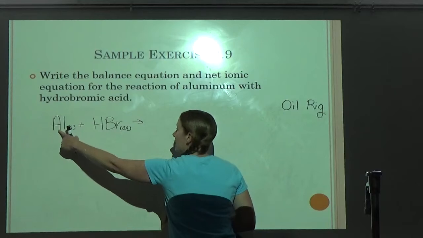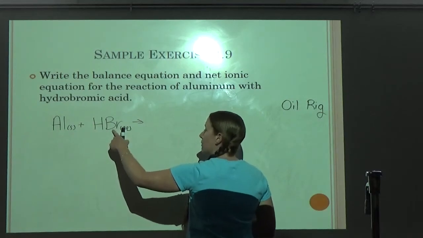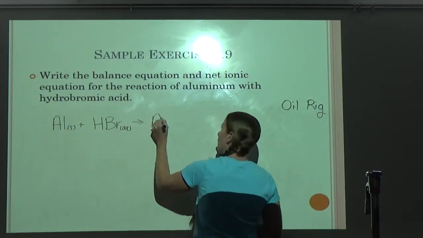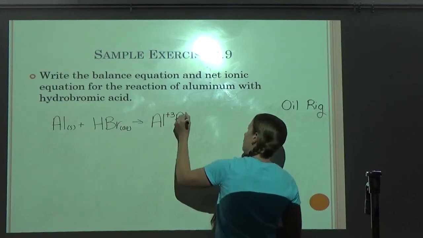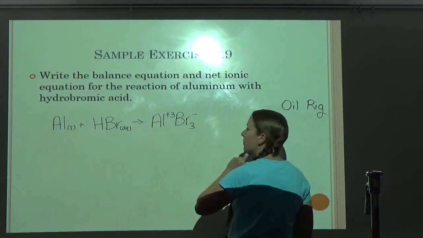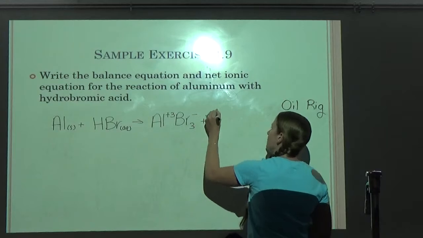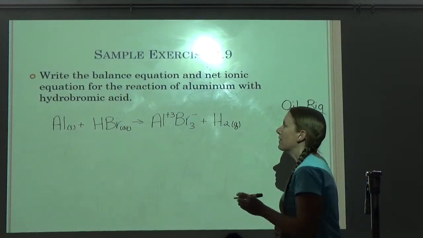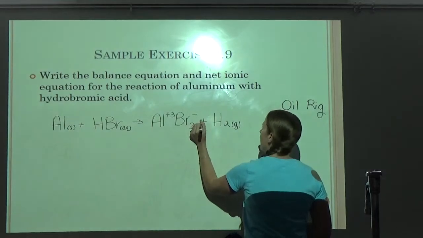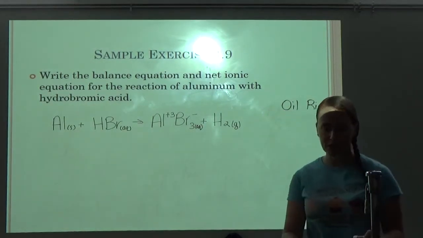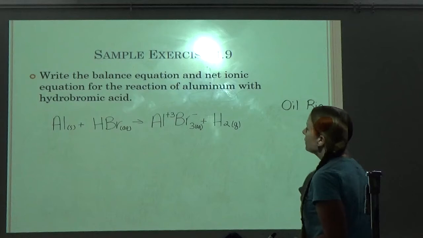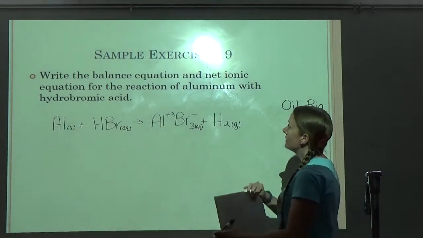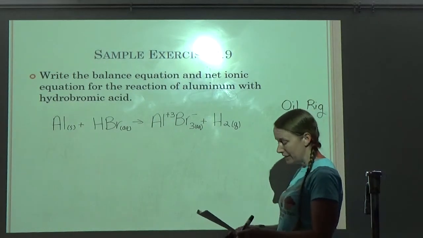What's going to happen is, remember, aluminum is going to bond with bromine because aluminum is +3, bromine is -1. So I'm going to need 3 bromine. And when hydrogen is by itself, it's H2 and it's a gas. Our aluminum bromide will remain aqueous. The important thing to remember is that when hydrogen is by itself, it is a gas.